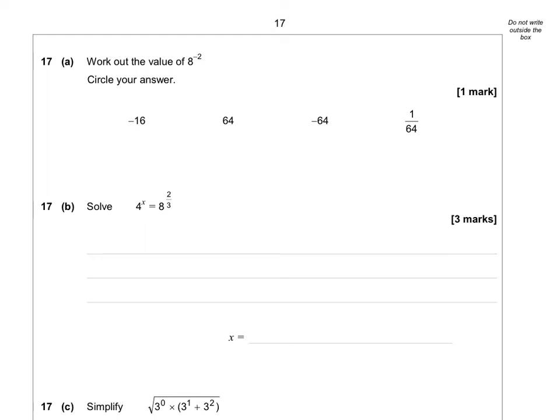Question 17 is having a look at index laws. 8 to the power minus 2 means that with the minus in the power, we are going to be having 1 over, and then it's just 8 to the power 2 because of that little 2. So that means we've got 1 over 8 squared, which is 1 over 64.